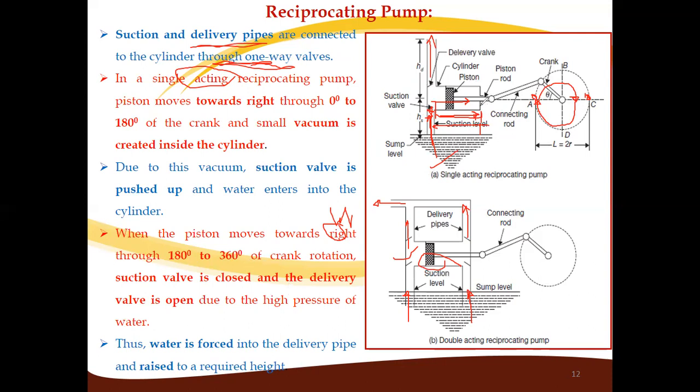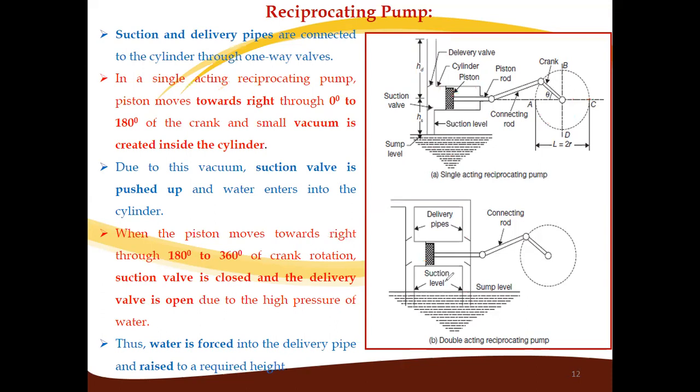So when the piston moves from right to left, it reduces the volume of the water inside this pump or cylinder. Because the volume is reduced, the pressure gets increased. Due to this high pressure head, the delivery valve opens and the pressurized water passes through the delivery pipe. Thus the water is forced into the delivery pipe and raised to the required height by using this reciprocating pump.